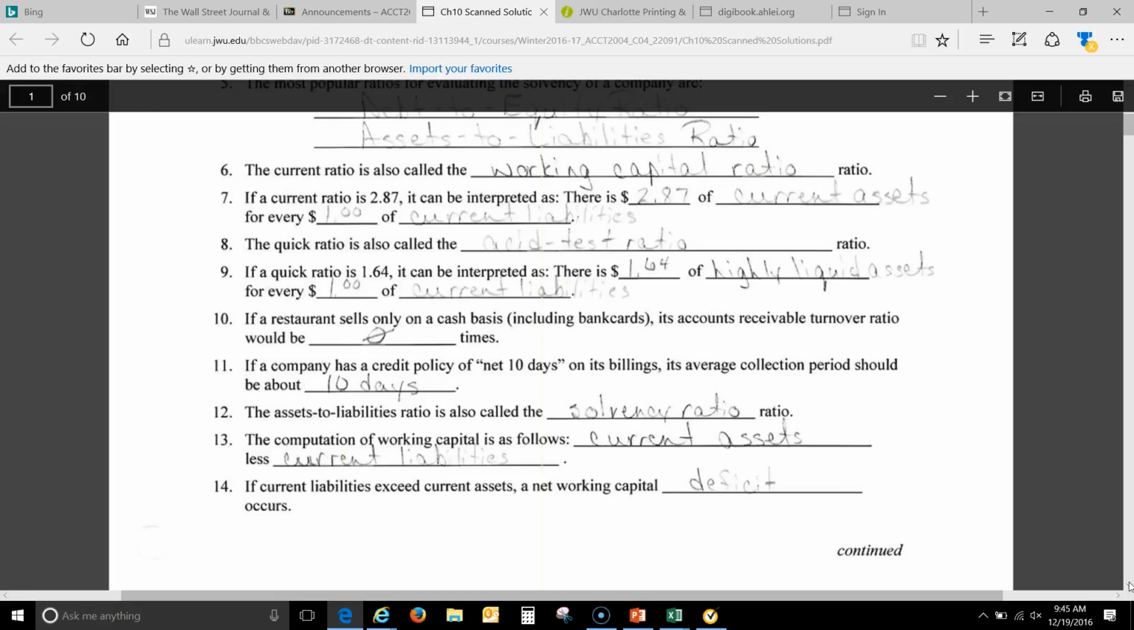Number 11. If a company has a credit policy of net 10 days on its billings, or invoices, if you want to put it that way, its average collection period should be about how many days?